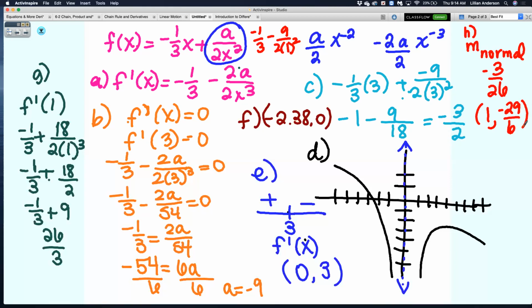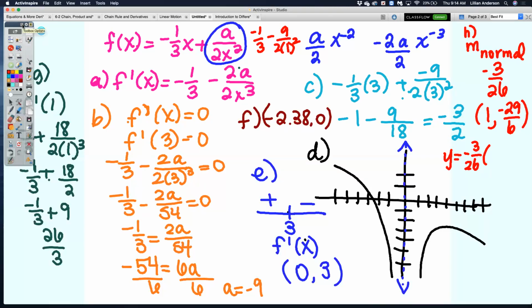So now I can write the equation of my normal line. I am squeezing this in all on one page so everybody can see it. That might have been a bad idea, but y equals the equation of your normal, which is -3/26. Yep, it's not gonna fit. Going to make this work.